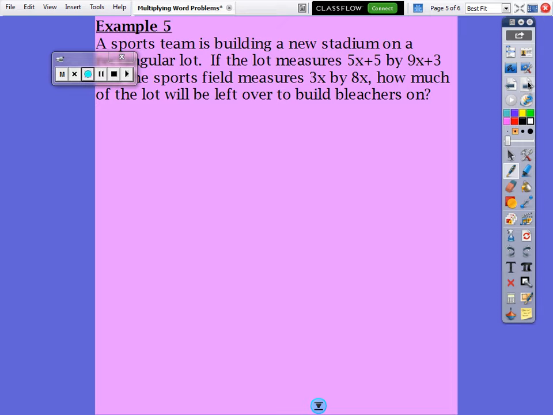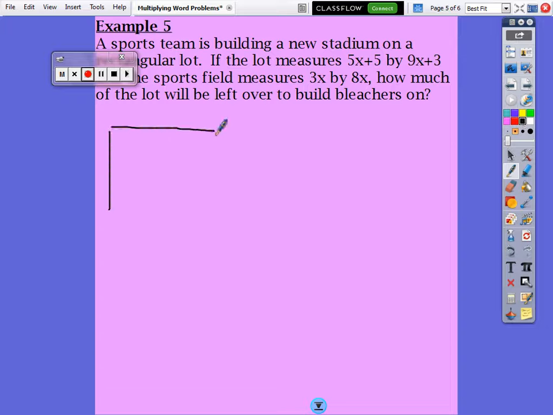And the final example I'm going to go over is example 5, which says a sports team is building a new stadium on a rectangular lot. If the lot measures 5x plus 5 by 9x plus 3, and the sports field measures 3x by 8x, how much of the lot will be left over to build bleachers on? So to do this problem, I'm going to go ahead and draw myself a picture so I know what I'm dealing with.